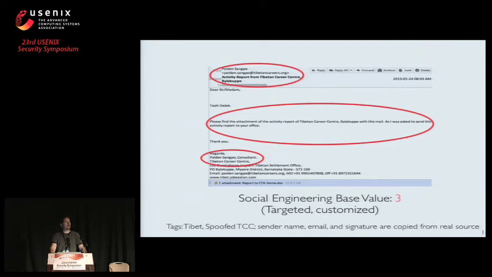Going up to a 3, there's more customization. You can see that the name and organization in the from field and in the signature is a real organization known to the recipient, and the person it claims to come from is a real person at that organization. The documents attached are relevant to that organization and to the recipient, so it's a lot more likely that it will be opened.